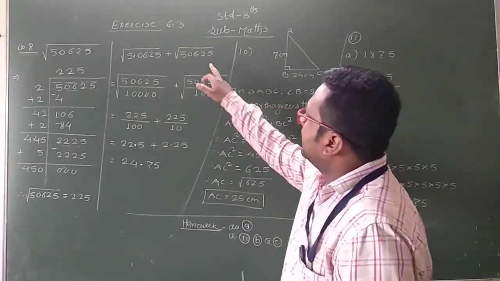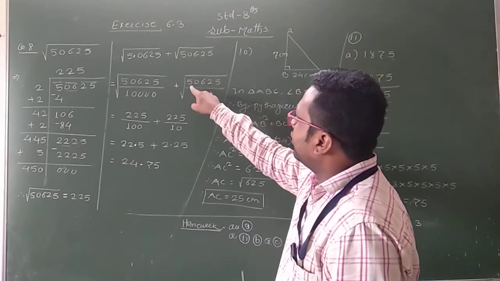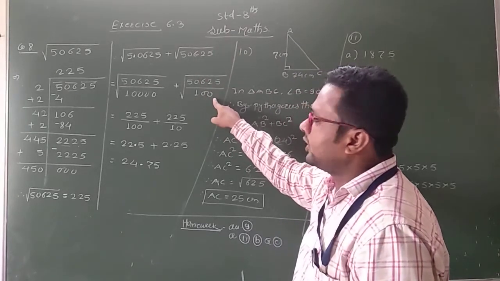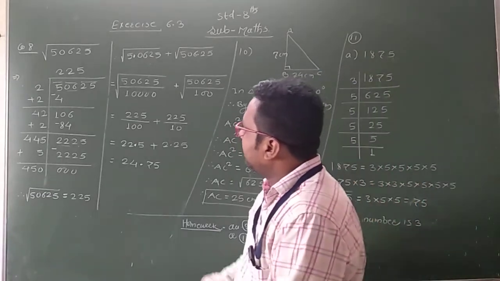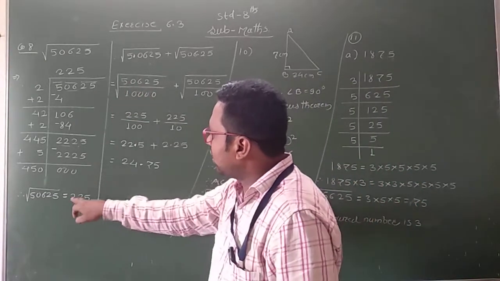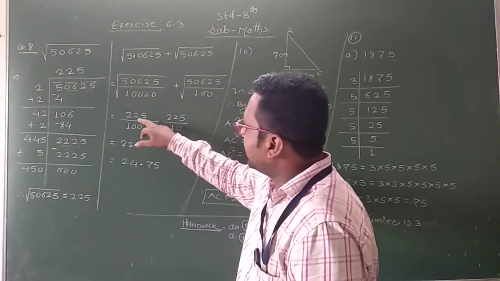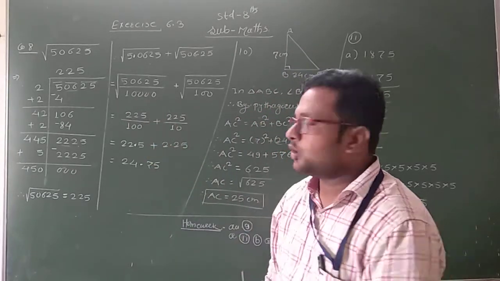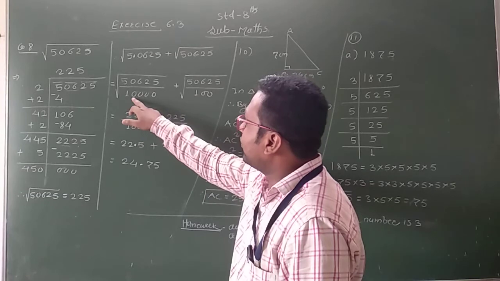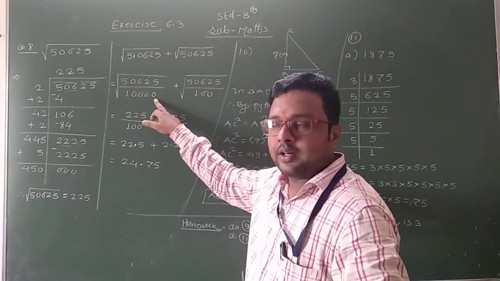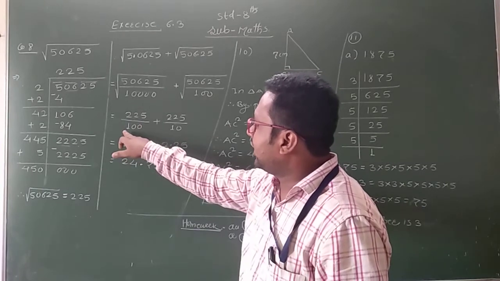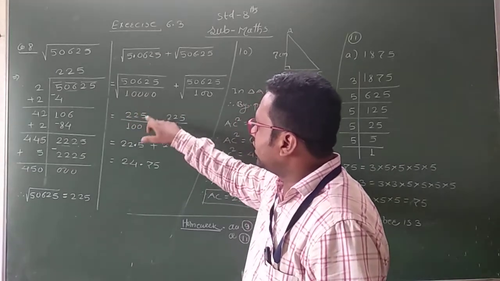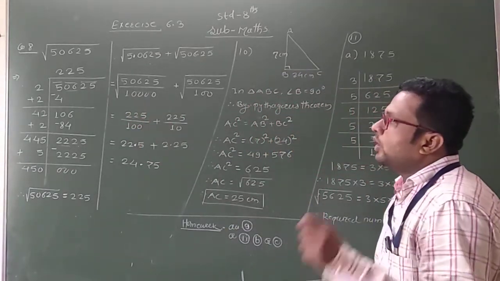Similarly for this number, in the decimal part 2 digits are there. Therefore I remove the decimal point and divide by 1 followed by 2 zeros, that is 100. We know the square root of 50,625 is 225, so directly we write 225. Now 1 followed by 4 zeros: what is its square root? In the square root, we take half of the zeros, half of 4, that is 2 zeros. The square root of 1 is 1, and half of the zeros is 2, so 100 is the square root of 10,000.